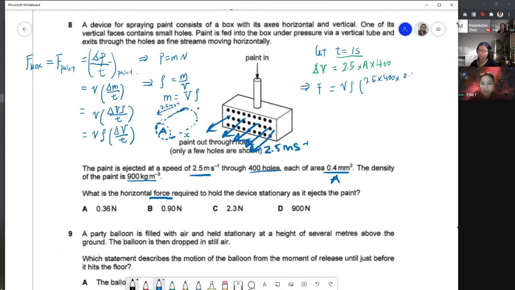You need to convert millimeter square. It's good to convert everything to meters, because newtons, meters, density in kilogram per meter cube. So when you convert everything, make sure you press the calculator correctly. You should get 0.9 Newton at the end of the day. So I'm just going to continue the substitution. This one is 2.5. This is 900. If you want, you can press your calculator for this one first, just to get it out of the way: 2.5 times 400 times 0.4.